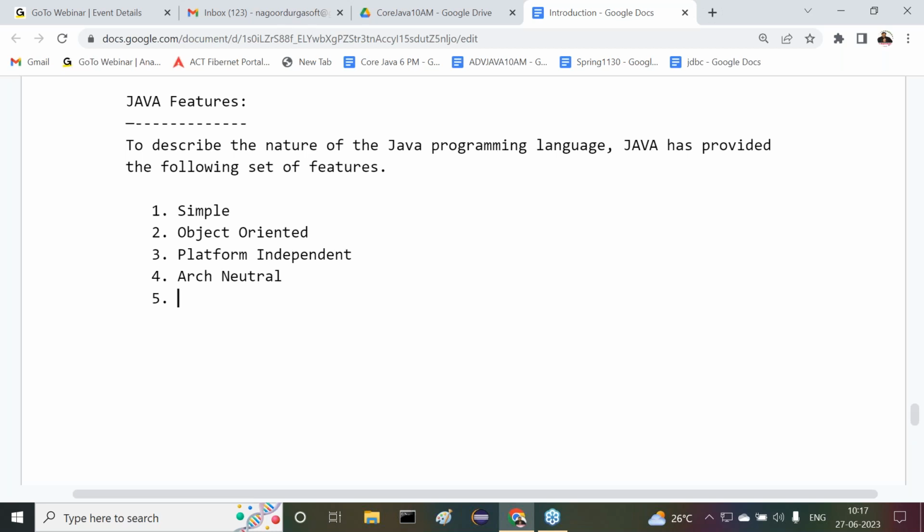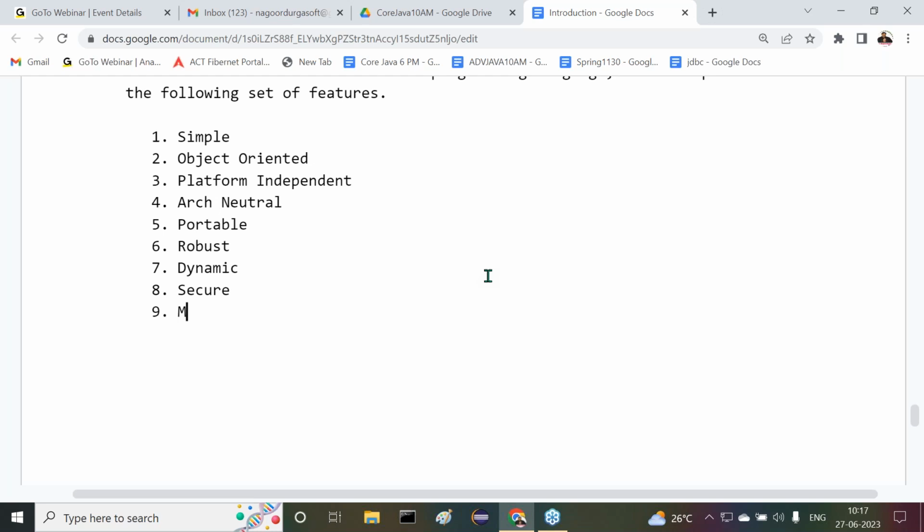After completion of this, another one: Java is a portable programming language. Then Java is a robust programming language. Java is a dynamic programming language. Java is a secure programming language. Understand it clearly: Java is a multi-threaded programming language. Java is a distributed programming language. Java is an interpretive programming language. After this, Java is a high performance programming language.